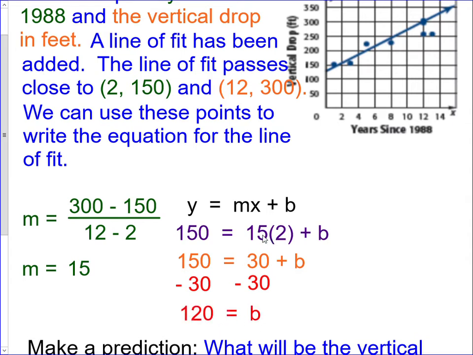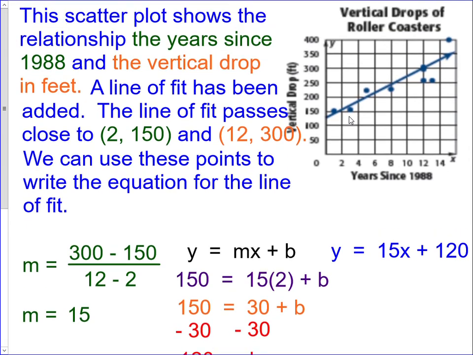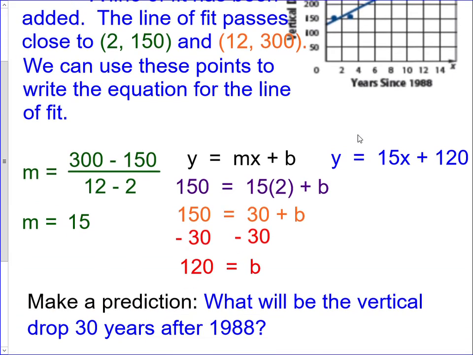So now I know my slope, which is 15. I know my y-intercept, which is 120. So I can plug it in and write the equation y is equal to 15x plus 120. This is the slope-intercept form of the equation that represents the line of fit for our table here, or for our graph. Now let's make a prediction based on that.